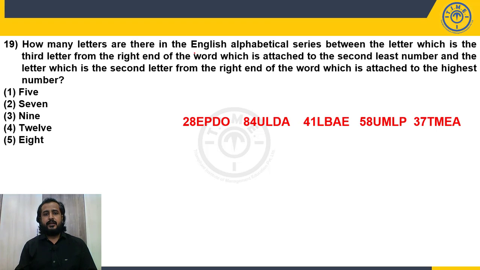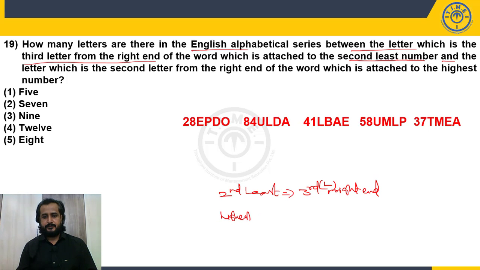How many letters are there in the English alphabetical series between the letter which is the third letter from the right end of the word which is attached to the second least number? Okay. So you need to identify the second least number. In the second least number, what they are asking? Third letter from the right end. And the letter which is second letter from the right end of the word which is attached to the highest number. So highest number, second letter from the right end.